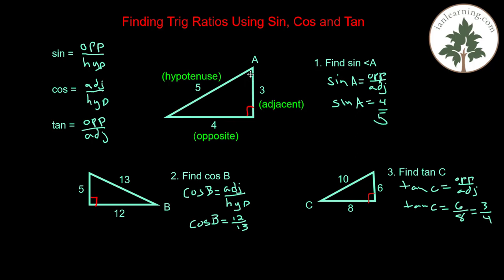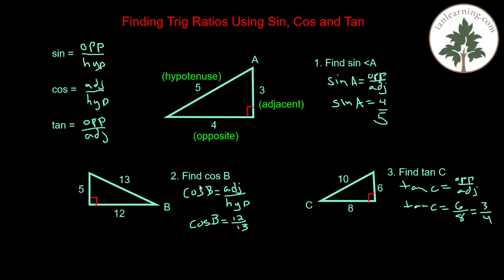Now, the opposite side will change depending on where your angle is. If our angle is up here, like angle A is, this would be the opposite side. But if angle A was over here, then this would be the opposite side, the 3 unit length side. The hypotenuse will always stay the same though, because the hypotenuse is always directly across from the right angle.